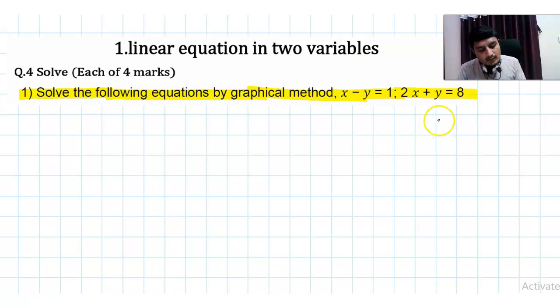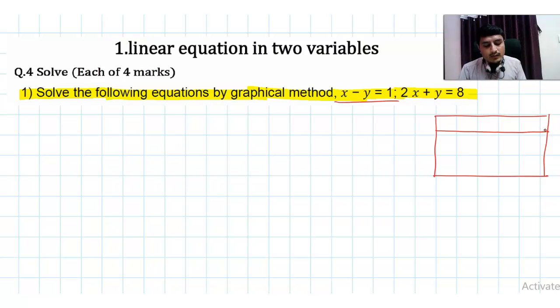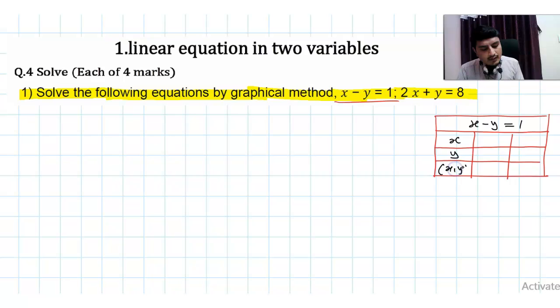Let us prepare the table for finding the coordinates of points that lie on the line. For the first line we have x minus y equals 1. Let us evaluate only two coordinates lying on this line, because the given equation is linear, so it represents a straight line, and two points together form a straight line. First column we have x values, then y values, and then the coordinate x comma y.